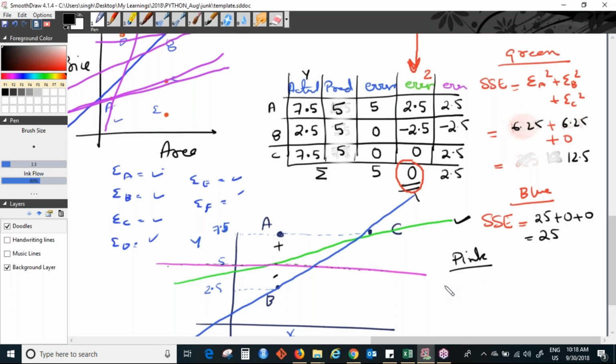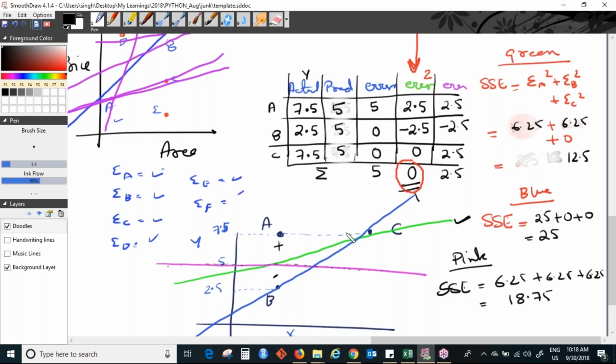For the pink line, SSE is 2.5 square, which is 6.25, again 6.25, and again 6.25, right? So 12.5 plus, it will give 18.75, right? Right, guys? So these are the errors that we get, and which line is the best.